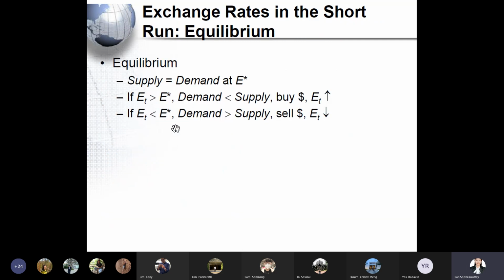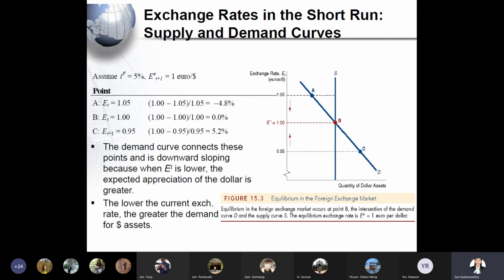So if E2 is smaller than the equilibrium exchange rate, the demand is greater than supply, and people want US dollars because the US dollar is in demand. So you can see the exchange rate in this case is appreciating.